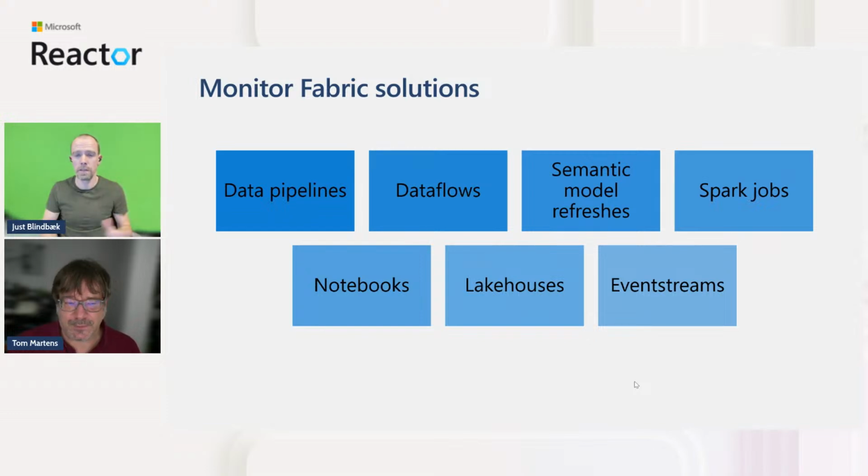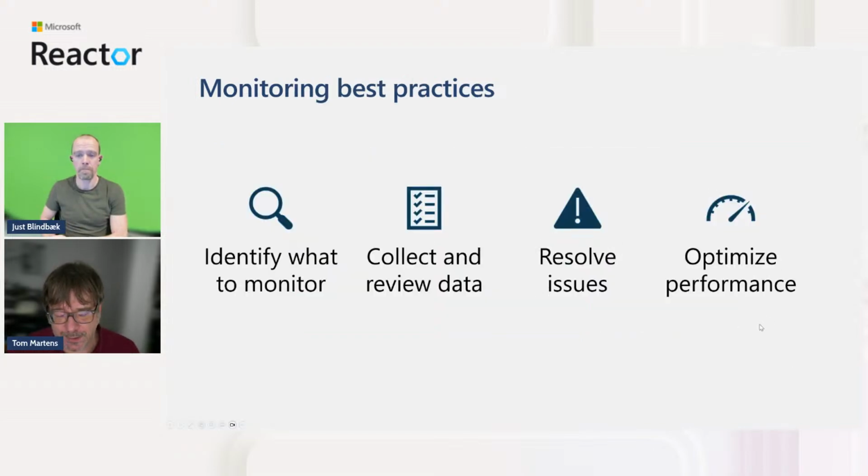Exactly. So many different item types. These are just a few of them. Last I counted, there were over 30 different item types that you will probably need to monitor in some way. Yeah. So it's not about wasting money. So then, of course, we have to identify what to monitor, how to collect and review data, and resolve issues.